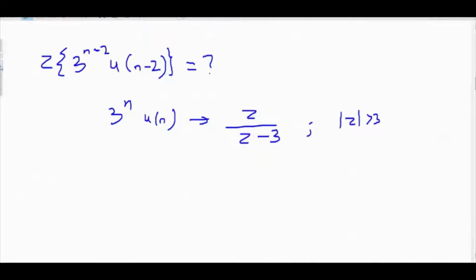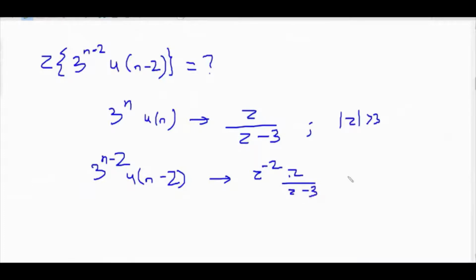If you just have 3 raised to n u of n, then I cannot directly use the time shift property. Here n minus 2 has the shift, but 3 raised to n does not have any shift. So the shift must be present at both places. Then I can use the time shift property. So 3 raised to n minus 2 u of n minus 2 has Z transform z raised to minus 2 into z divided by z minus 3. The ROC does not change, magnitude z greater than 3.